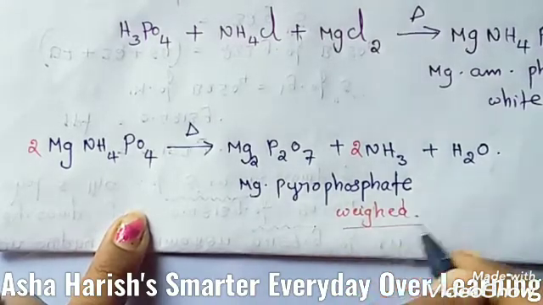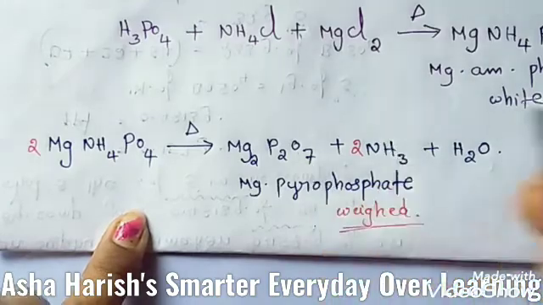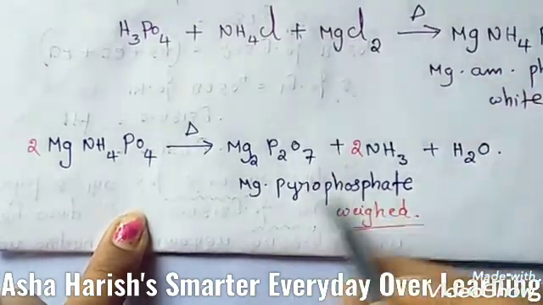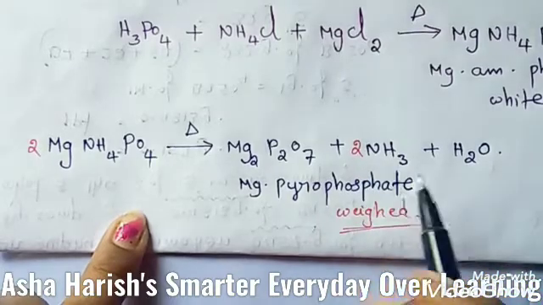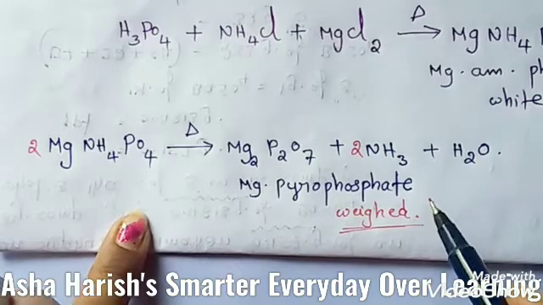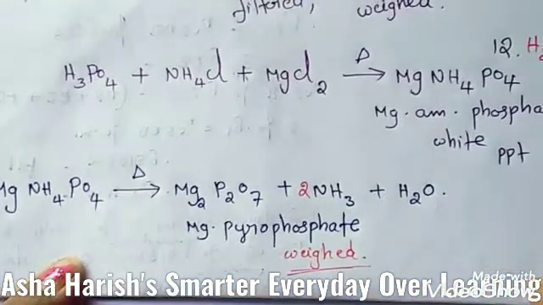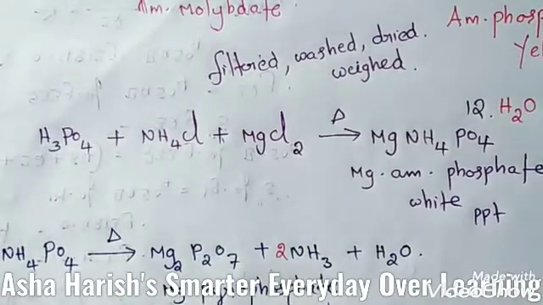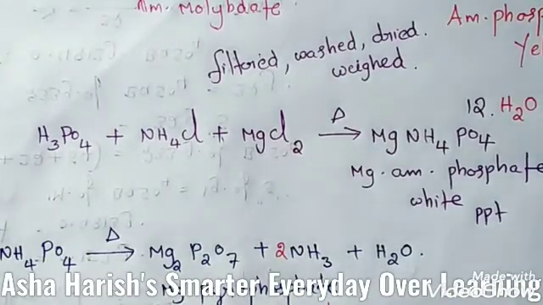The known mass of the organic substance is taken, along with the mass of ammonium phosphomolybdate or magnesium pyrophosphate formed. The percentage of phosphorus can be easily calculated based upon these two, magnesium pyrophosphate and magnesium ammonium phosphate also. Let's see how we can do the calculation part.